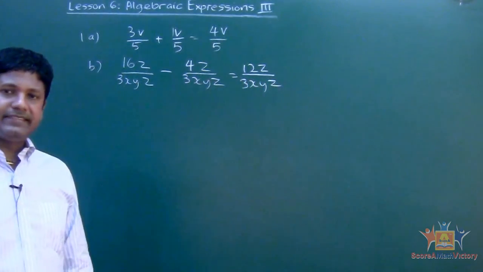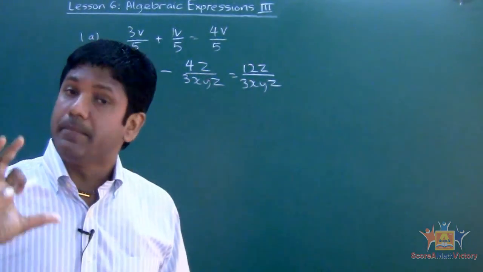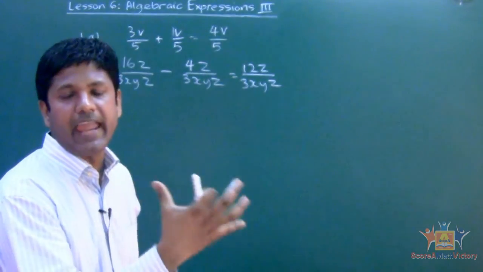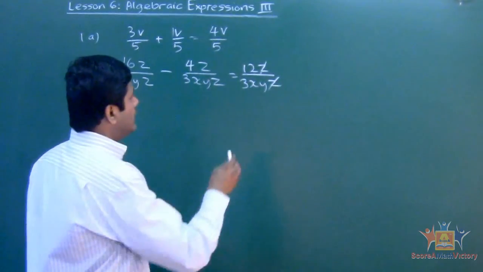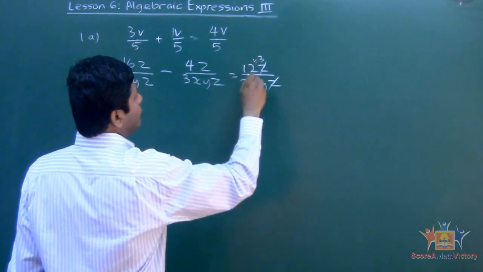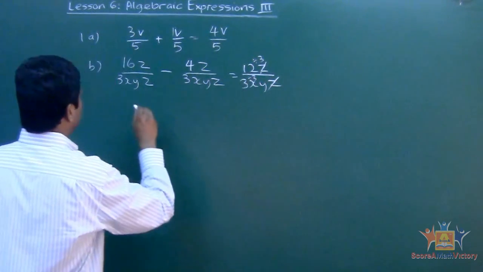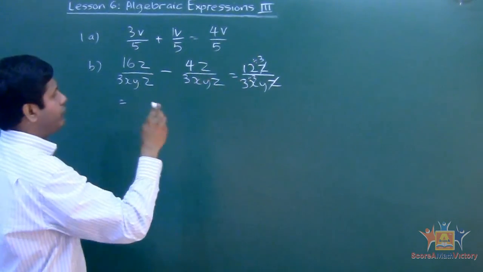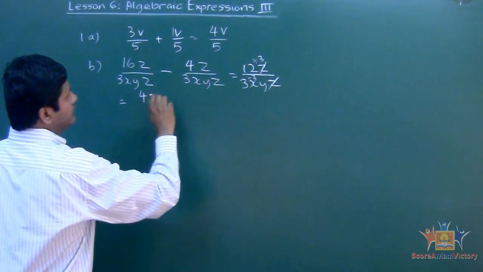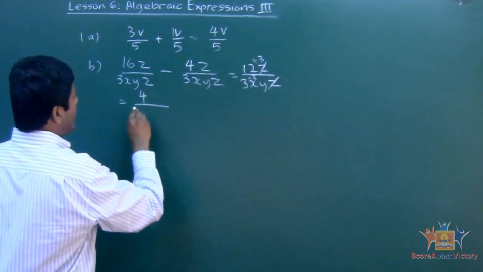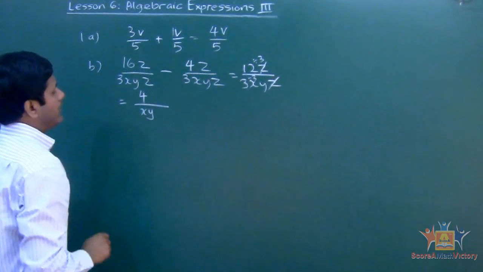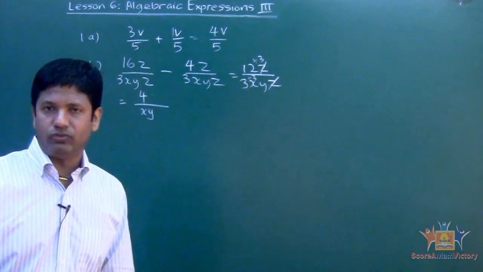Now, do I leave the answer like this? No, you always simplify. Very important. Once you get to the answer, simplify it. The z and z I can cancel out. 12 I can divide by 3, and 3 I can divide by 3. So 12 divided by 3 is 4, the z's are gone, and 3 divided by 3 is 1, leaving 1xy. You don't have to put the 1. You just put 4 over xy.